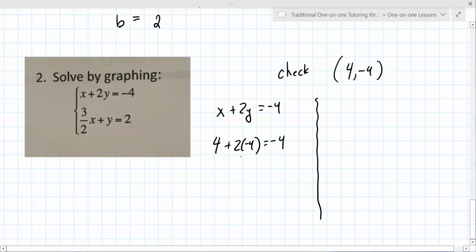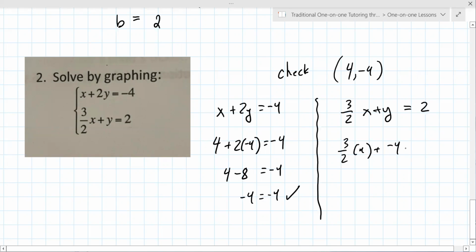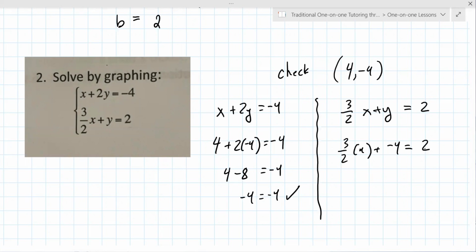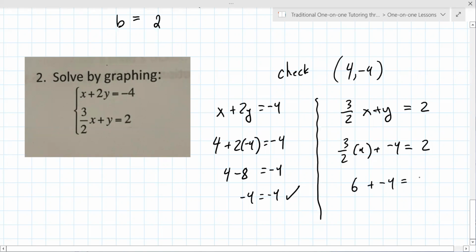And you're just checking, does the left side equal the right? So 4 plus -8, or 4 minus 8. Are these the same? Yes, they are. And then you do the same thing for 3/2 x plus y equals 2. So 3/2 times 4 plus -4, does that equal 2? Yes, it does. So that's 6 plus -4 equals 2. 2 equals 2.